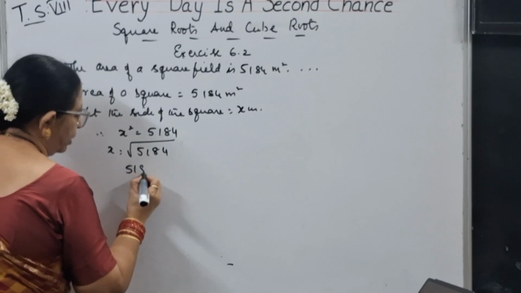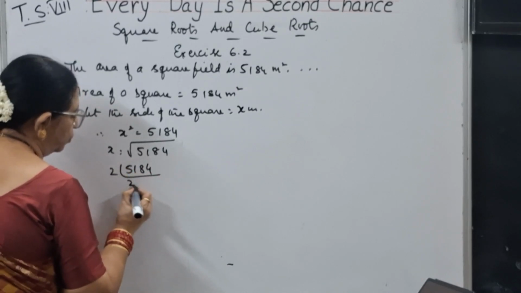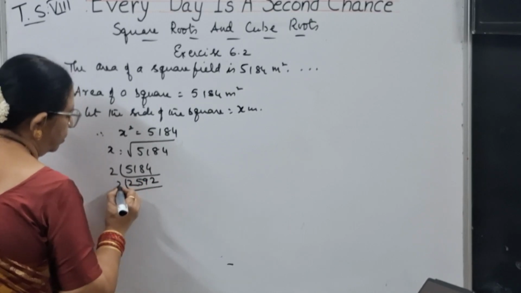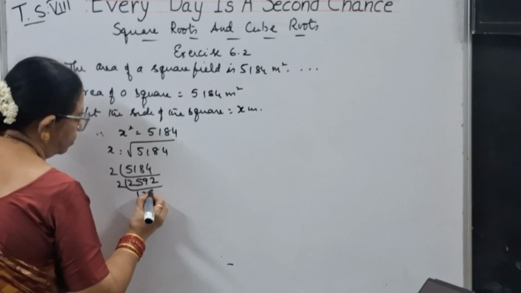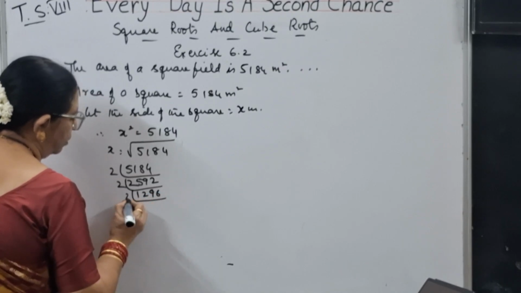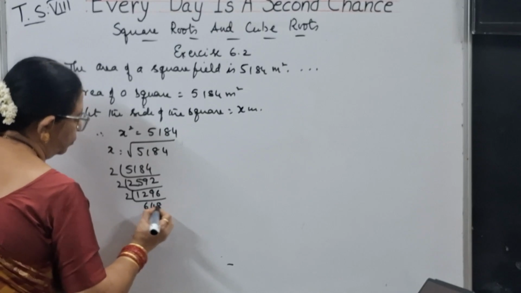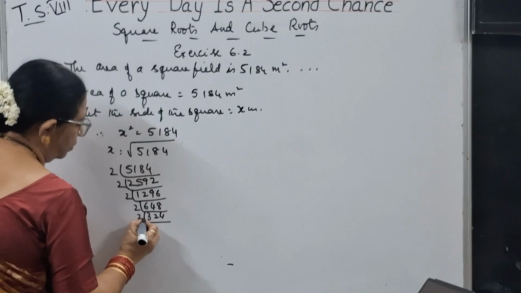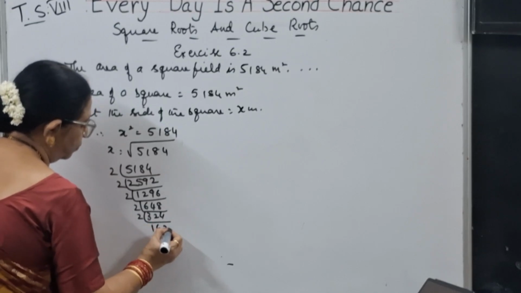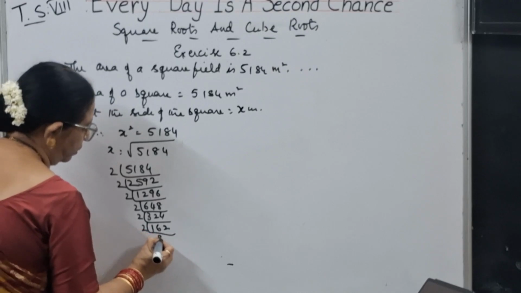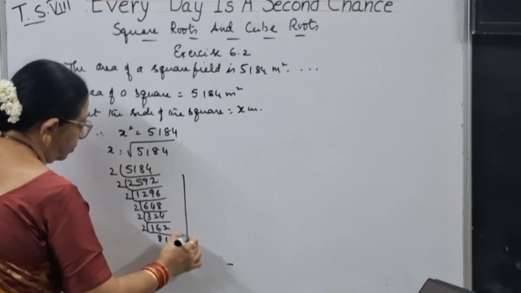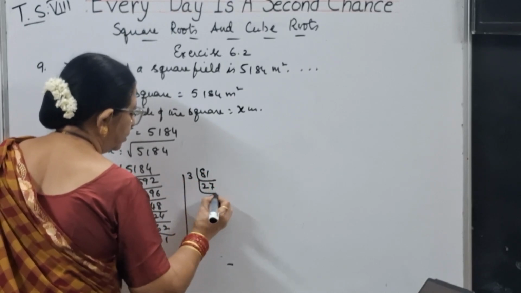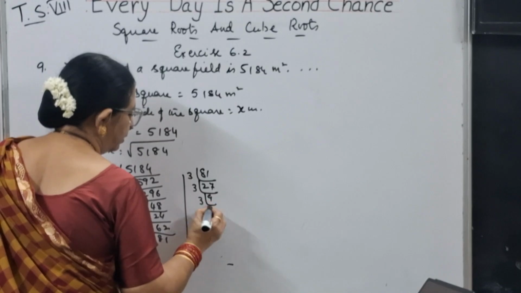So let us go for the prime factorization method. 2 2s are 4, 2 5s are 10, 2 9s are 18, 2 2s are 4. Again, 2 1s are 2, 2 2s are 4, 2 9s are 18, 2 6s are 12. Again, 2 6s are 12, 2 4s are 8, 2 8s are 16. 2 3s are 6, 2 2s are 4, 2 4s are 8. 2 1s are 2, 2 6s are 12, 2 2s are 4. 2 8s are 16, 2 1s are 2. So I need to take places not there. So let me take 81. 3 2s are 6, 3 7s are 21, 3 9s are 27, 3 3s are 9.